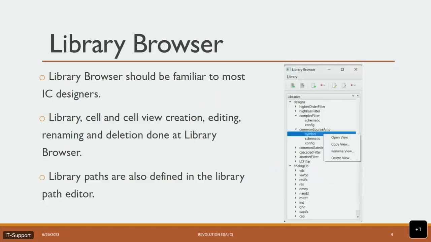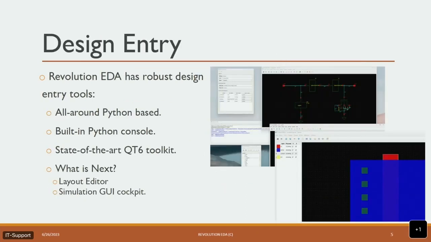It has a familiar library browser interface. A lot of people are used to that type of interface where you can open your symbols, schematic, config views, maybe a Verilog-A view, and so on. Library paths are also defined under the library menu, where there are library path editors. And libraries are actually nothing specific: they are a bunch of folders with some JSON files in them. So all the design format is text-based.